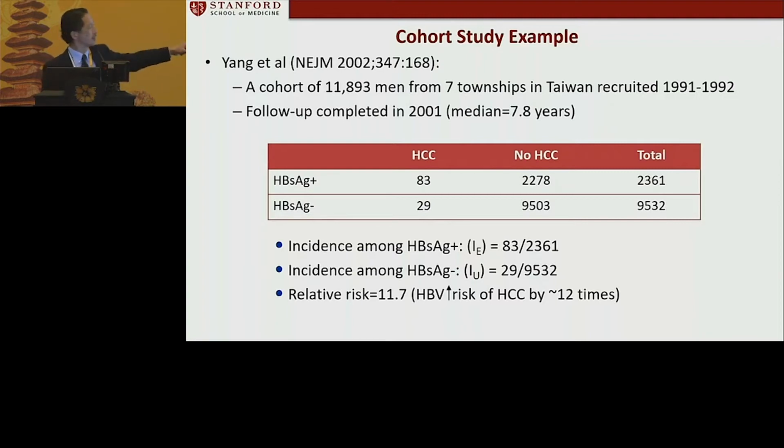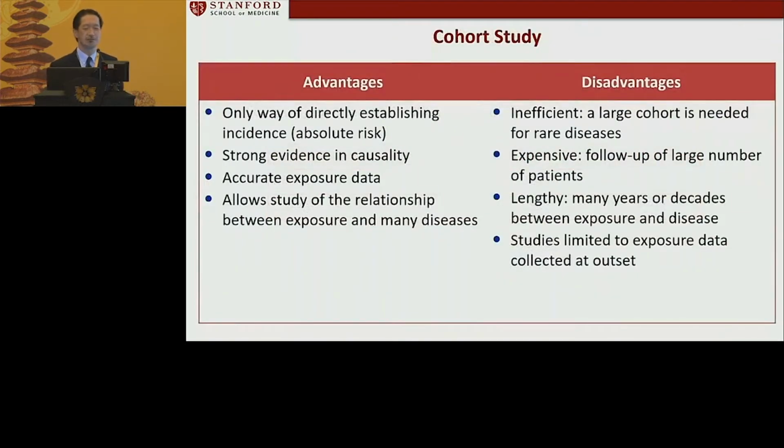So the first row here, incidence among surface antigen positive, is calculated as we just presented in the past slide. And then for people without surface antigen, that's 29 over 9,532. So the relative risk is 11.7, with the interpretation being that hepatitis B increased the risk of HCC by 12-fold. So that's beautiful. Very well done. It's accurate. But the cohort study has some issues.